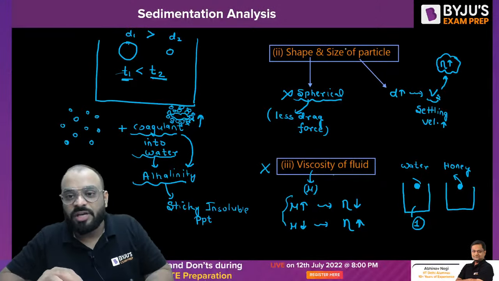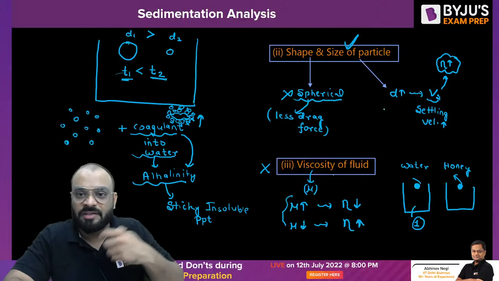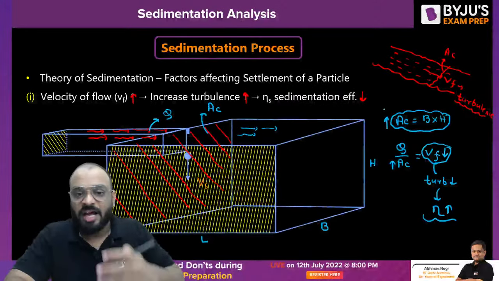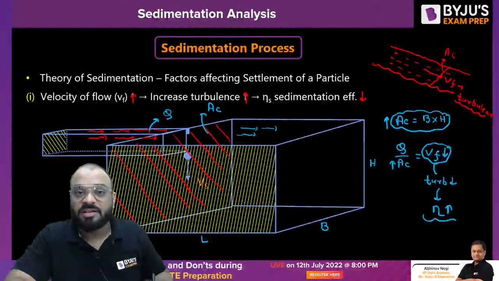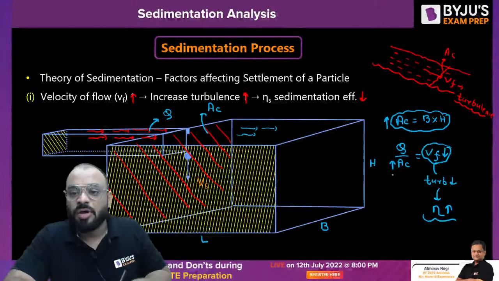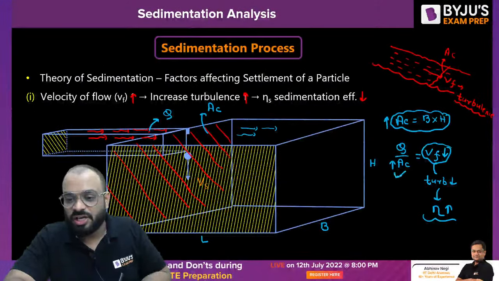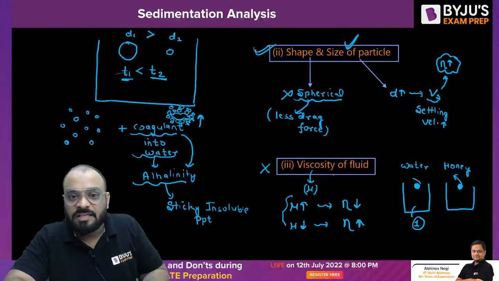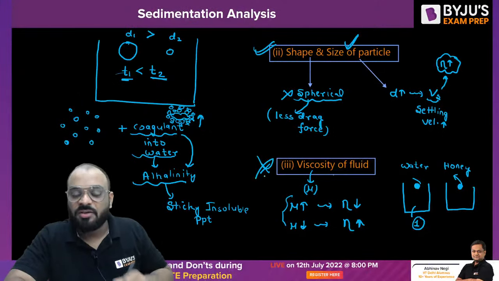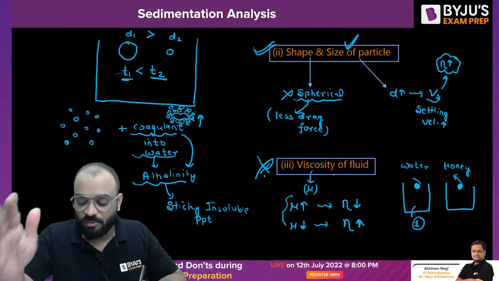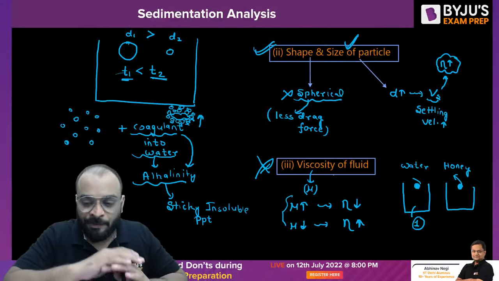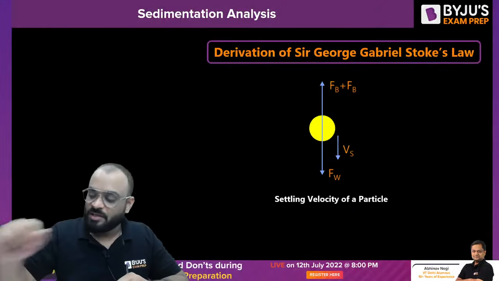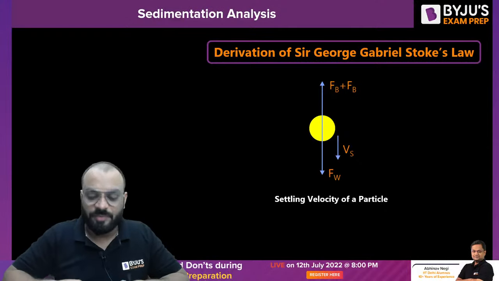And that's why you need to understand that the size of the particle we are trying to control by giving some coagulation process, and we can change the velocity of flow by providing a larger cross section area. So these two parameters we can control in the sedimentation part, but this one we are not trying to control in our WTP. Crystal clear?